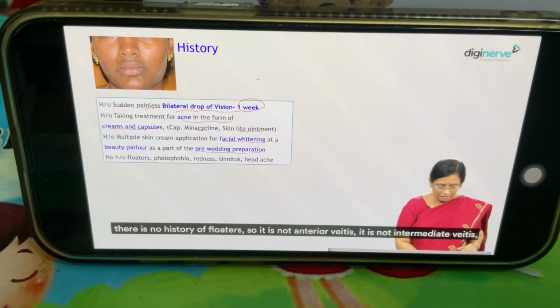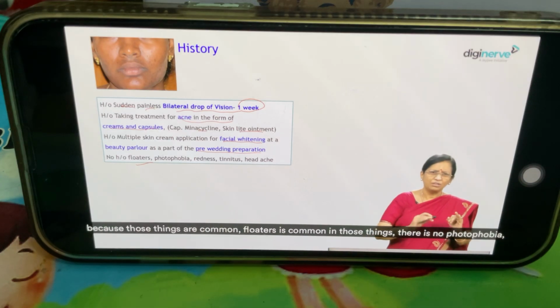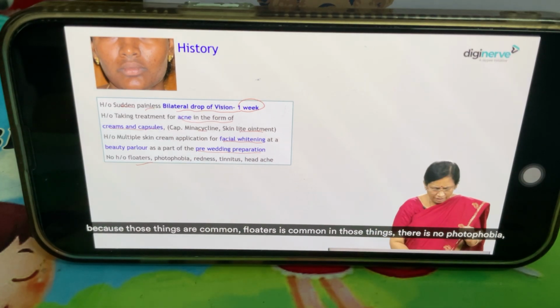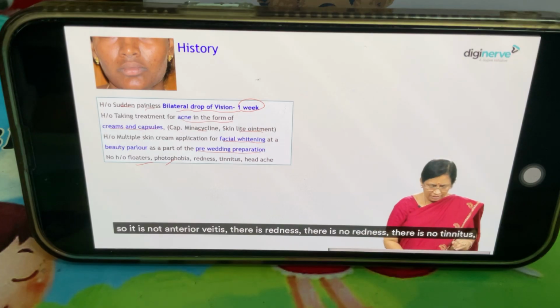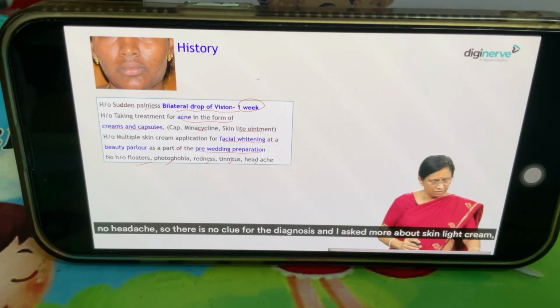Then I asked about the history of floaters. There is no history of floaters. So it is not anterior uveitis and not intermediate uveitis, because floaters are common in those conditions. There is no photophobia, so it is not anterior uveitis. There is no redness, no tinnitus, no headache. So there is no clue for the diagnosis.